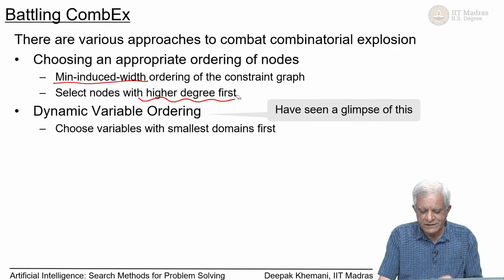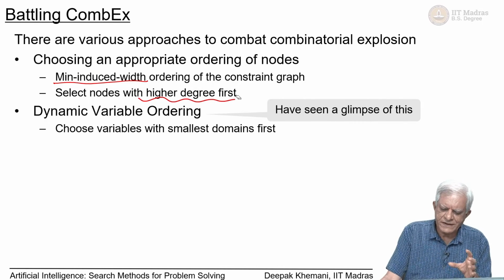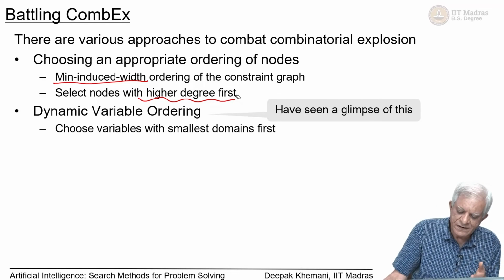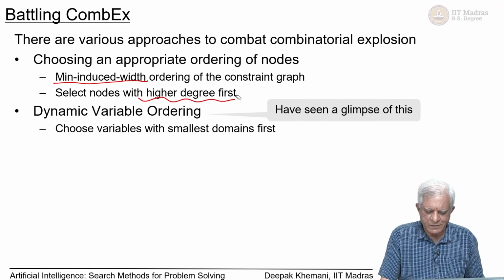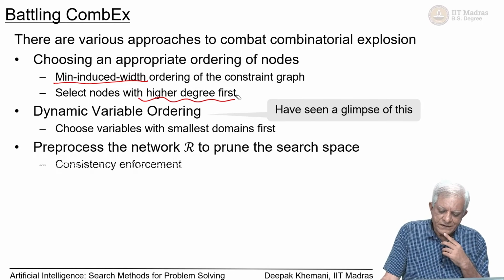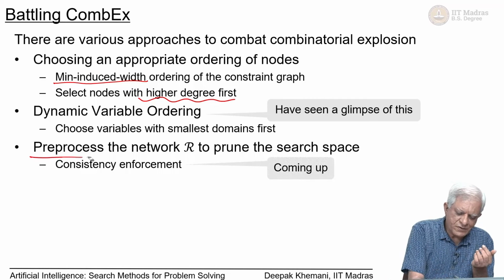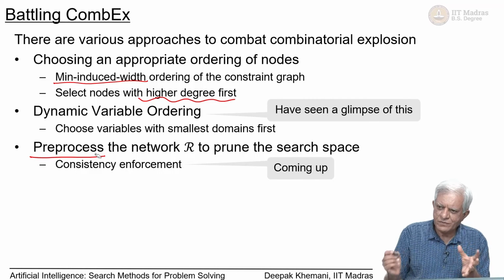Then there is another way of ordering the variables. This first one is based on the graph structure, and a variable which is connected to many other variables should be considered first. The second one, which we saw a glimpse of earlier, is the dynamic variable ordering, which says take the variable which has the smallest domain, because that is where you are going to otherwise run into a problem. So, choose variables with the smallest domain first. And another thing is to pre-process this entire network so that we can prune the search space, and this is called consistency enforcement, that we will see soon.